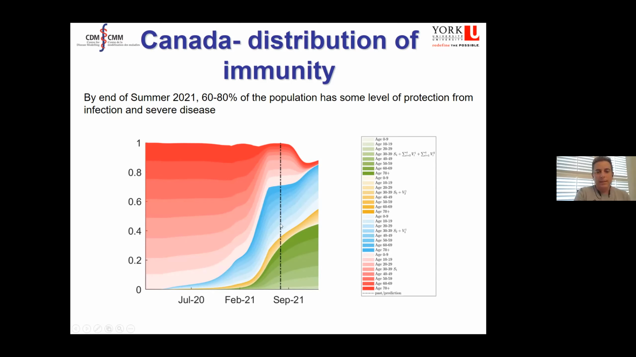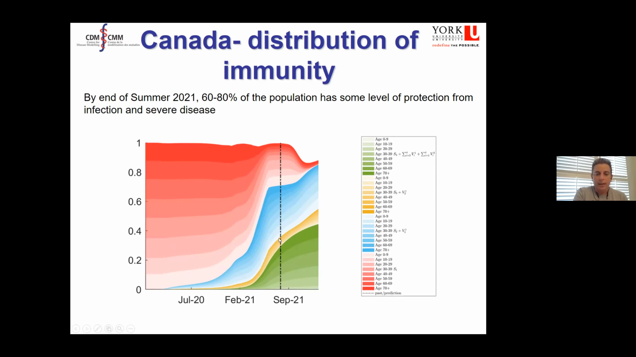So this last bar looks at current day. And so this is an estimate using this mathematical model of what the distribution of immunity looks like today on August 30th in the population. And you can see that we have quite a lot of people. So about 30% of people have this full protection in green, so they won't be infected if they're exposed.